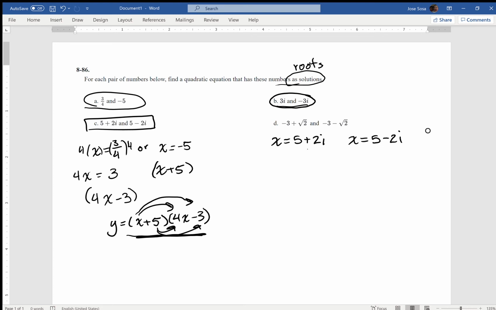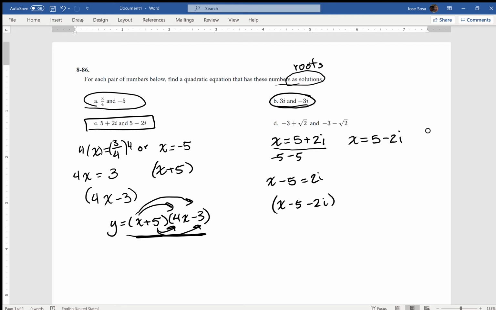Same deal though. If I want to find the factors, let's find the factor of this guy. Well, all I do is move everything to the other side. So x minus 5 and minus 2i is one of my factors. How did I get that? Well, let's not jump any steps here. So I'm going to move the 5 to the other side by subtracting by 5. So x minus 5 equals 2i. And of course, in the end, I'll move the 2i to the other side. So x minus 5 minus 2i is one of my factors.